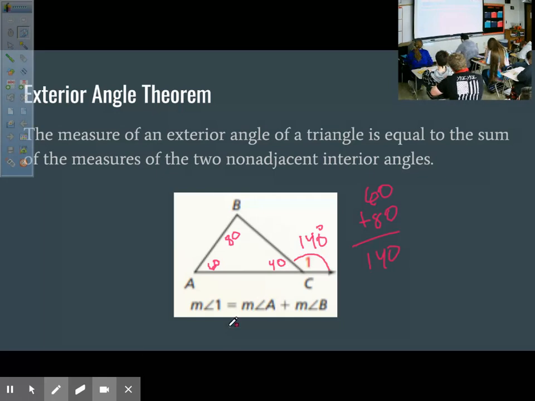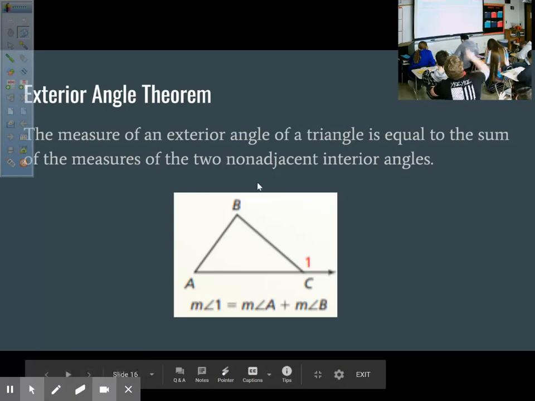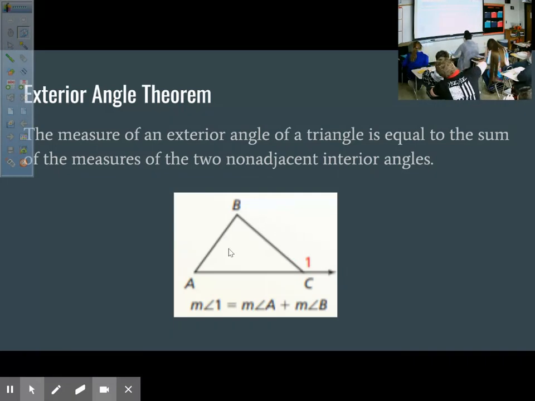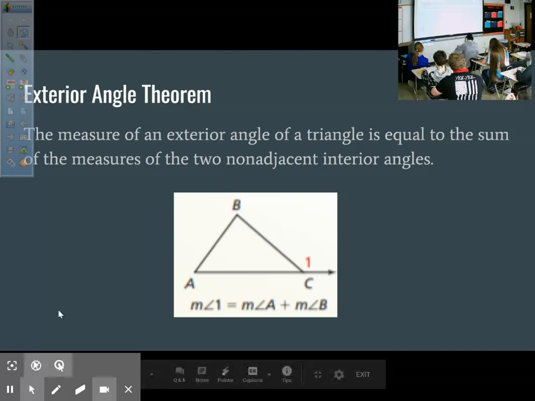Do they actually? Okay, I get it, but I don't get this. Like, 80 plus 60 plus 40 is 180. But that's why it says the two non-adjacent interior angles. So the two that are not next to it. Those aren't 180, though, it's 140. And that's why angle 1 is 140.